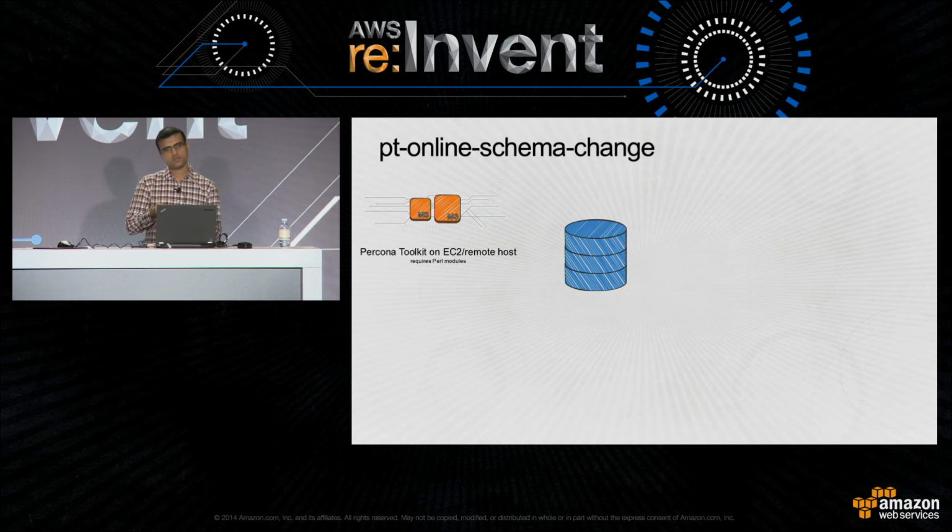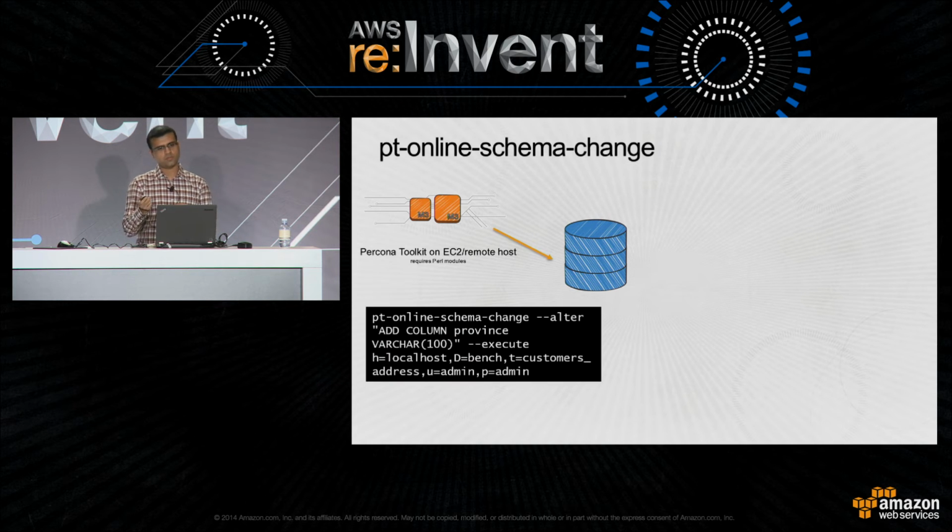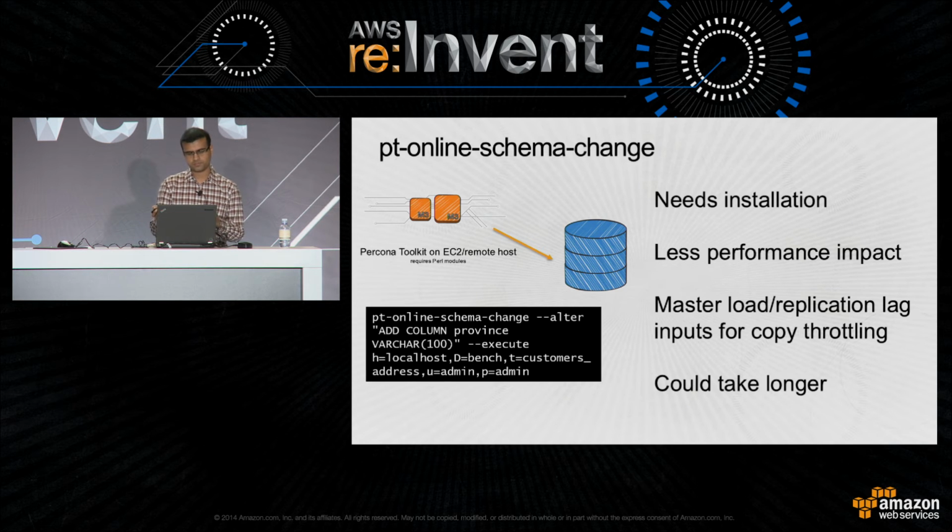The third option that we talked about is the Percona tool. So you can use something like pt-online-schema-change to perform a schema change operation on an RDS instance. However, you'll have to run it from an EC2 instance. You can install Percona Toolkit on an EC2 instance. You need Perl libraries for that. And then after that, you can connect to the RDS instance remotely and perform the schema change operation. This, of course, needs installation.